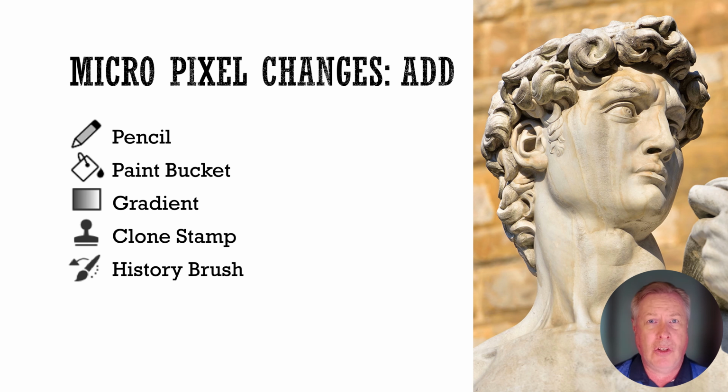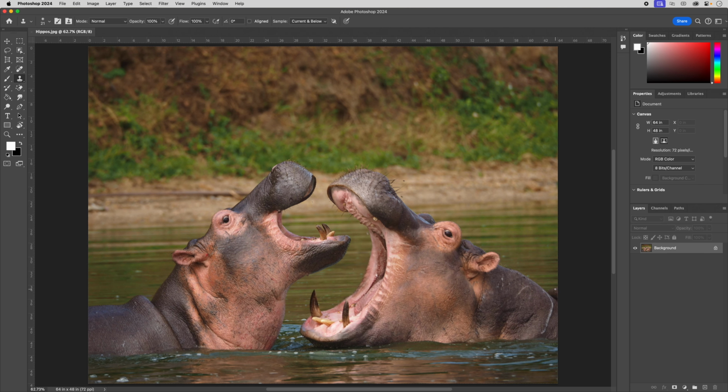The history brush lets you paint with old pixels. By default, it will revert pixels back to their last state after you made some kind of change. But you get much more flexibility when you work with this tool in conjunction with the history panel. Open the hippos.jpg in Photoshop and let's see what we can do with the history brush. First, we'll need to make some kind of change to the image. Let's make it black and white by choosing Image, Adjustments, Black and White.